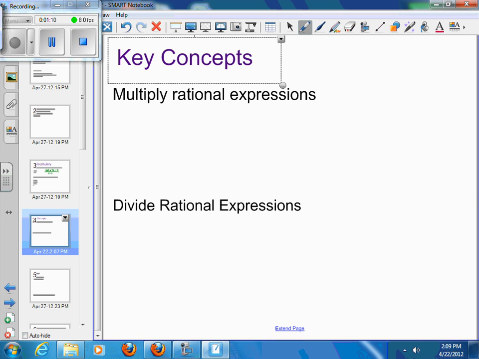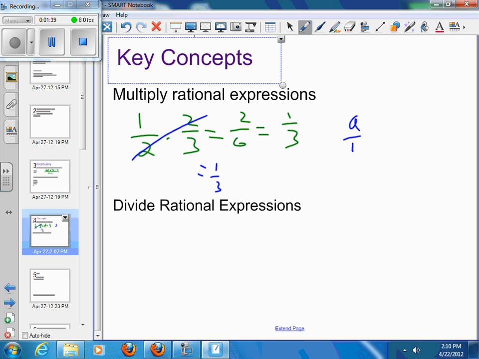Key concepts. How do you multiply rational expressions? Well, let's look at multiplying fractions first. If we take 1/2 times 2/3, we multiply straight across. So that would be 2 over 6, and then you reduce, which would be 1/3. Or you can reduce and then multiply, and so you end up with 1/3. Either way, when you multiply fractions, you multiply straight across. So if you've got a over b times c over d, your answer would be ac over bd.